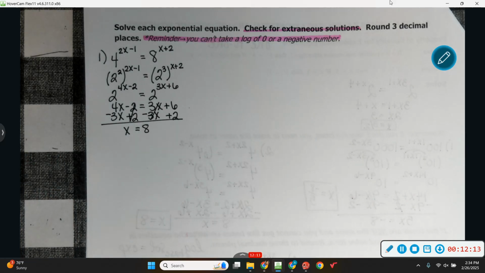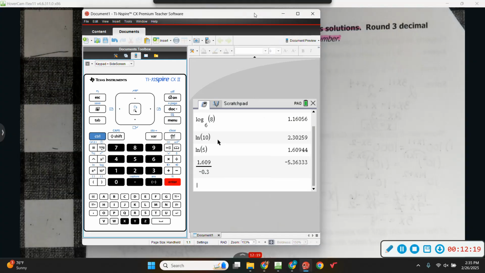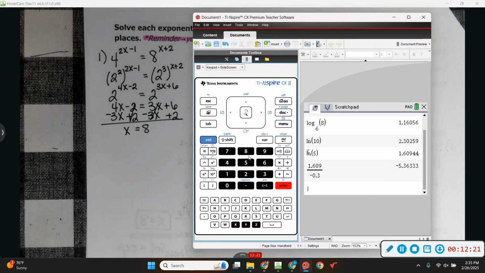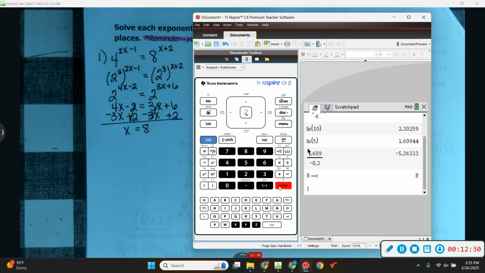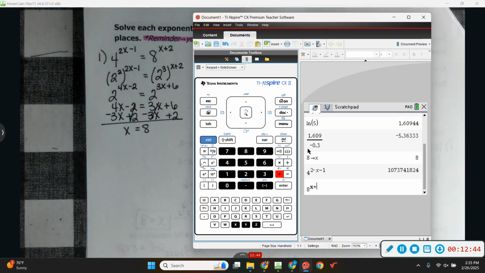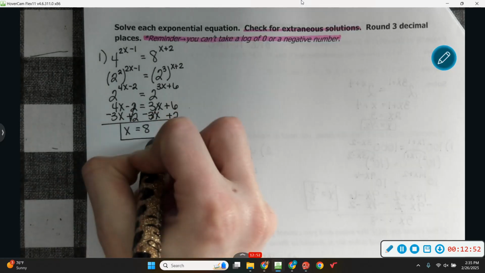Now to check this, you can check it with your Inspire or the scientific calculator. If you're doing it in the Inspire, you can take 8, control var x, enter, and then you have 4 raised to the 2x minus 1, so the left side is equal to that value, and then 8 raised to the x plus 2 is equal to the same exact value. So if you get the same values, you know it's true. X equals 8 is a valid solution.